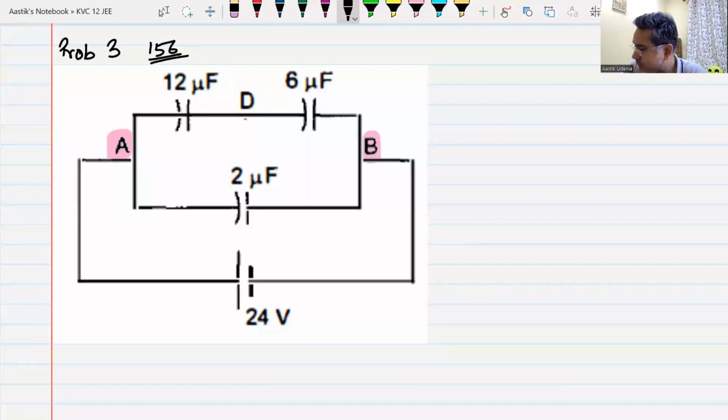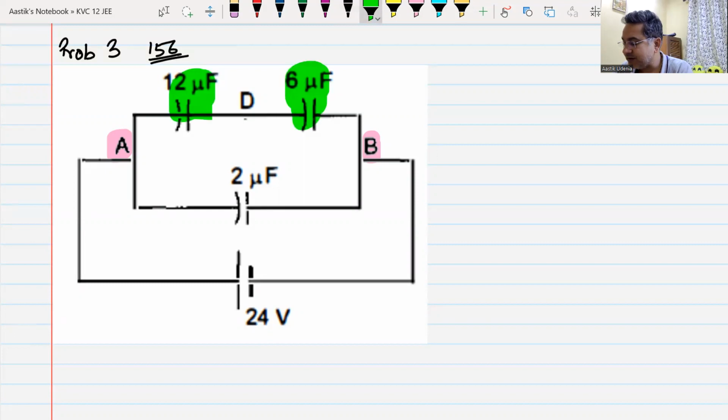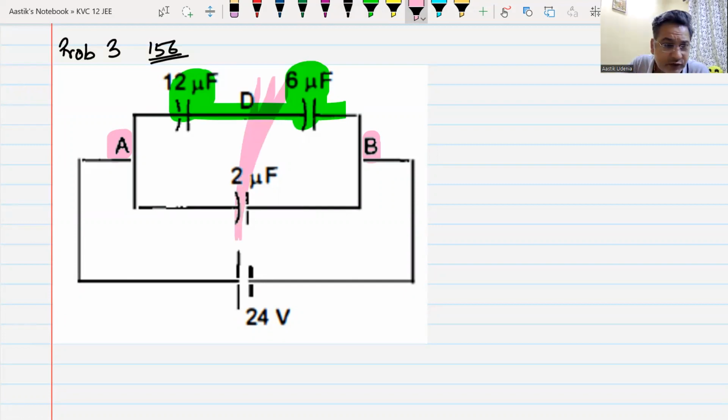Yes, sir. It's very simple. This 12 and this 6 are in series. 12 and 6 in series, you will get 4. Then this 4 and this 2 are in parallel. So the answer would be straight away 4 plus 2, 6. That is the answer. Great. Now this is question number 4. Same page, I think.